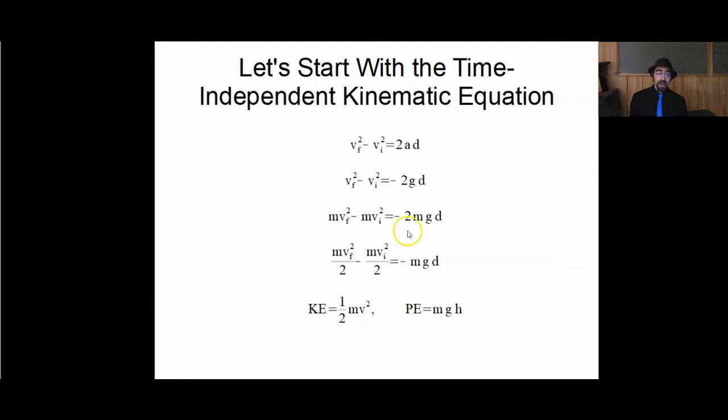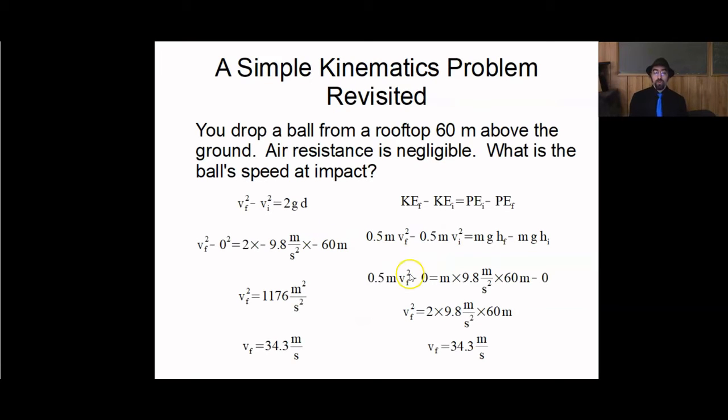And so we could apply that to a standard simple kinematics problem. You drop a ball from a rooftop 60 meters above the ground. Air resistance is negligible. What is the ball's speed at impact?